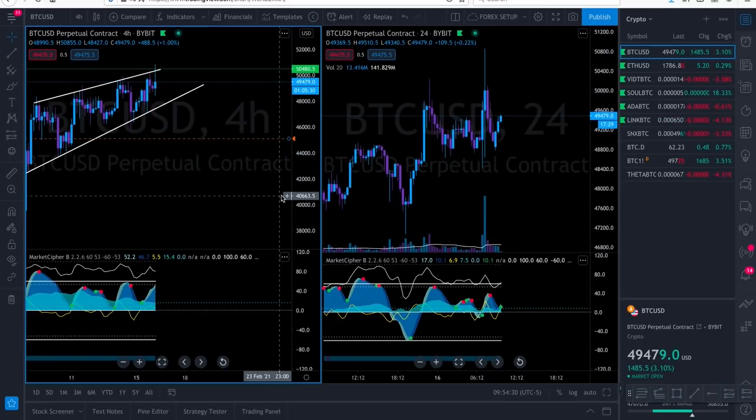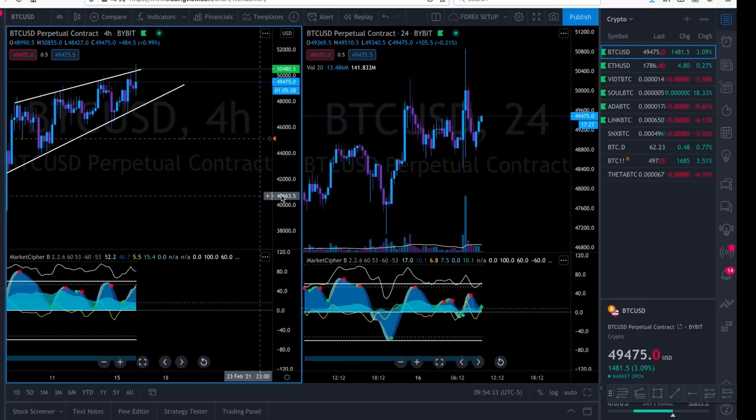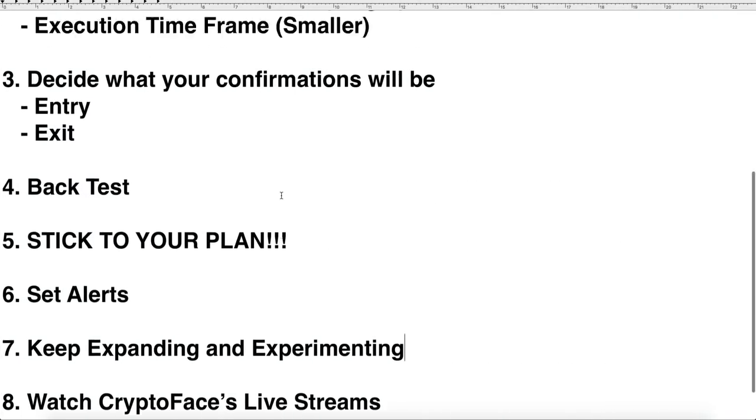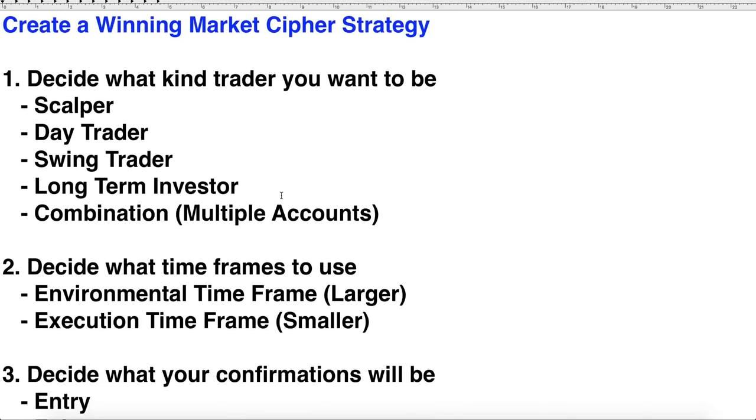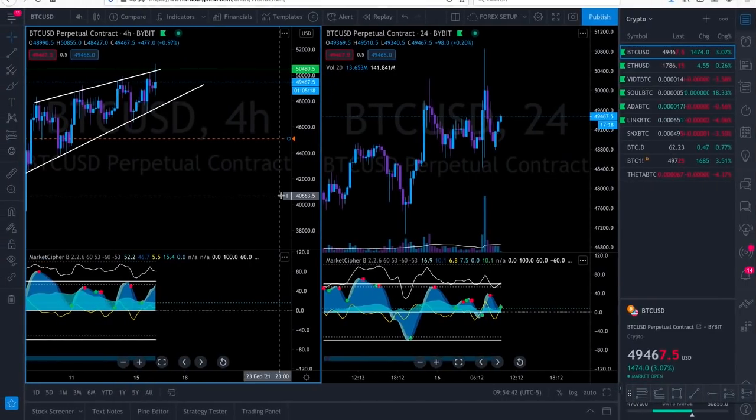Now, Market Cipher is such an amazing tool. It will really help. It will really help. And if you can create a winning strategy, it will change your trading life. Seriously, it will change your trading life.